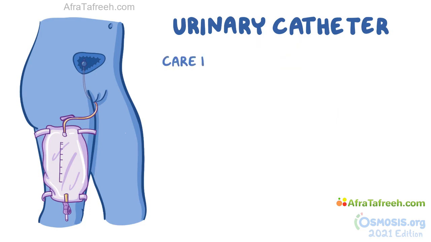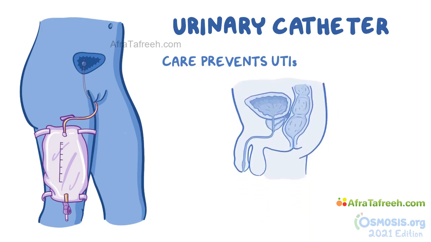Catheter care is essential for preventing urinary tract infections, since an indwelling catheter is a pathway for bacteria to move up from the perineum into the bladder. This is important because during normal urination, the urine flow acts as a natural way to flush bacteria out of the urinary tract.